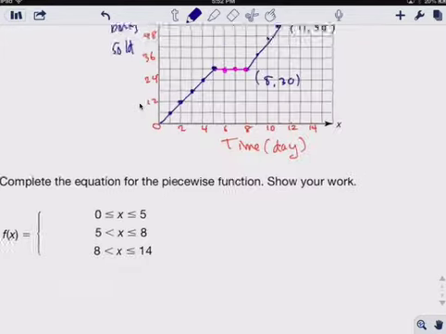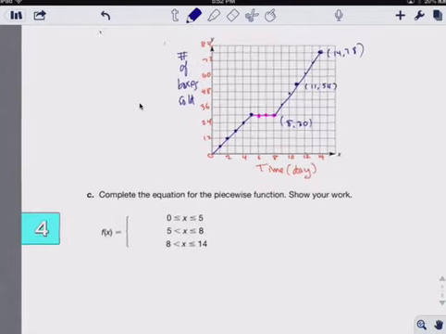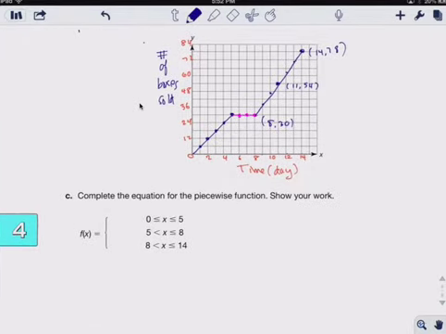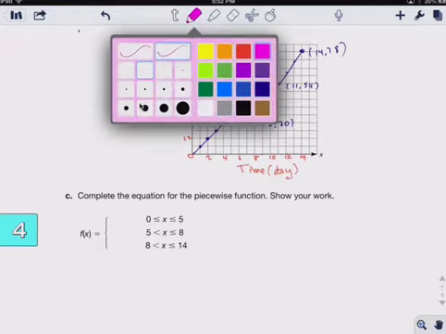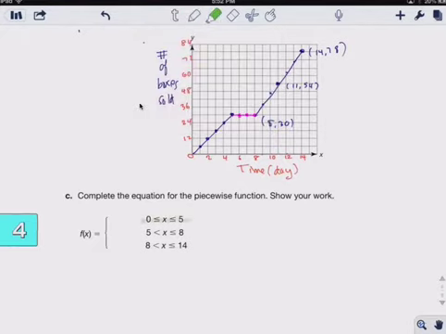Complete the equation of the piecewise function, okay? So they want the equation of each line. I hate it when I'm all out of battery. Okay, first we're going to write the equation of, they want this. I know this looks weird. That's the equation of this first line.